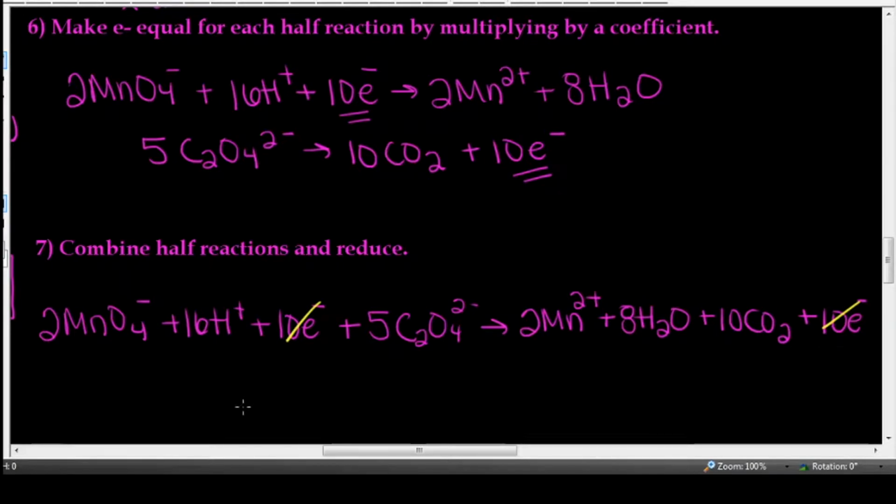I'm not even going to bother rewriting it. Once these electrons cancel out, there's your reaction. Our 2 MnO4 minus plus 16H plus 5 C2O4 2 minus becomes 2 Mn2 plus and 8 H2O and 10 CO2. Let me make sure. Yeah, we're right. That's it. Good job. You made it through.